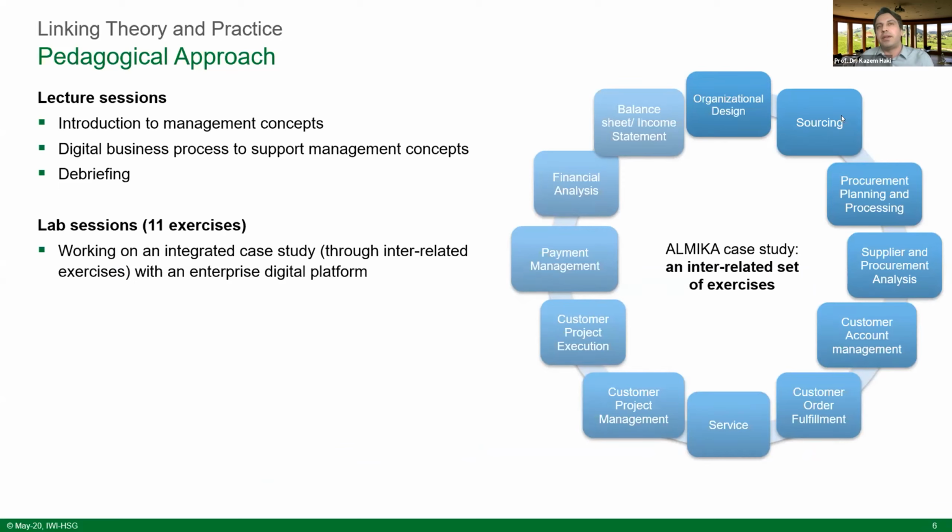And there is also an inner loop. In each of these sessions, you start with the theory, then the practice and debriefing. Once you have understood this, you move to the other topic. You are made ready for the next topic. And for the next topic, again, theory, practice, debriefing. And then again, theory, practice, and debriefing. And it goes on and on 11 times throughout the course.